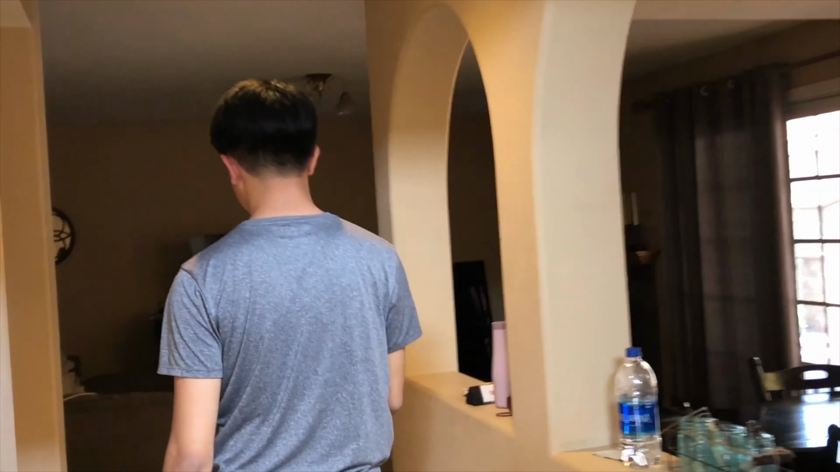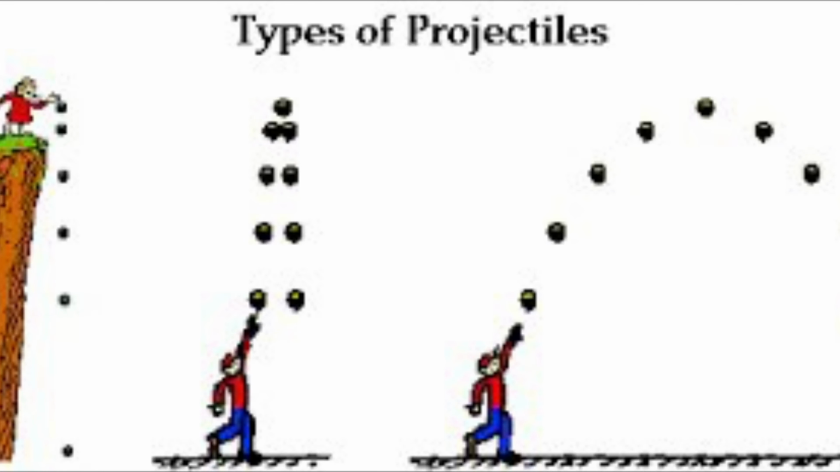So tell me, what exactly is projectile motion? Projectile motion is when an object is only being acted upon by gravity.